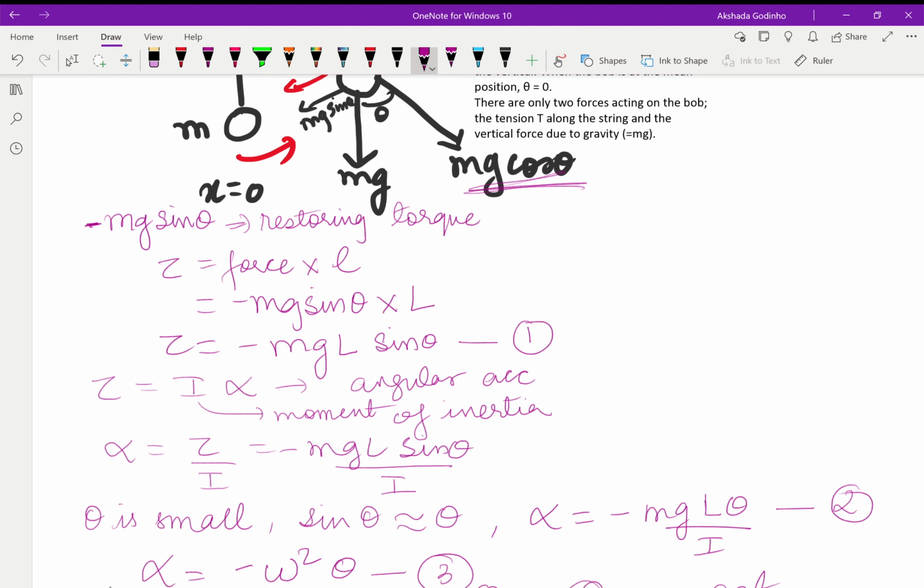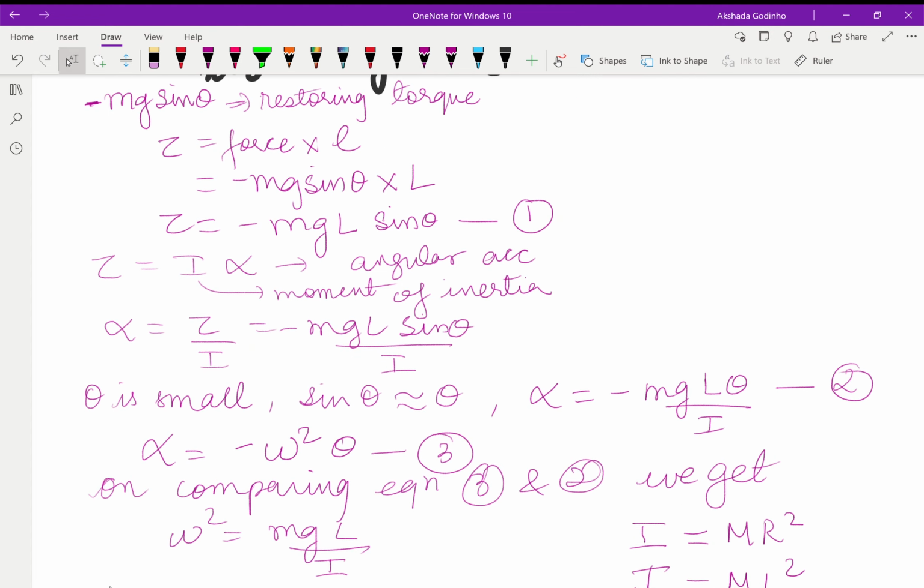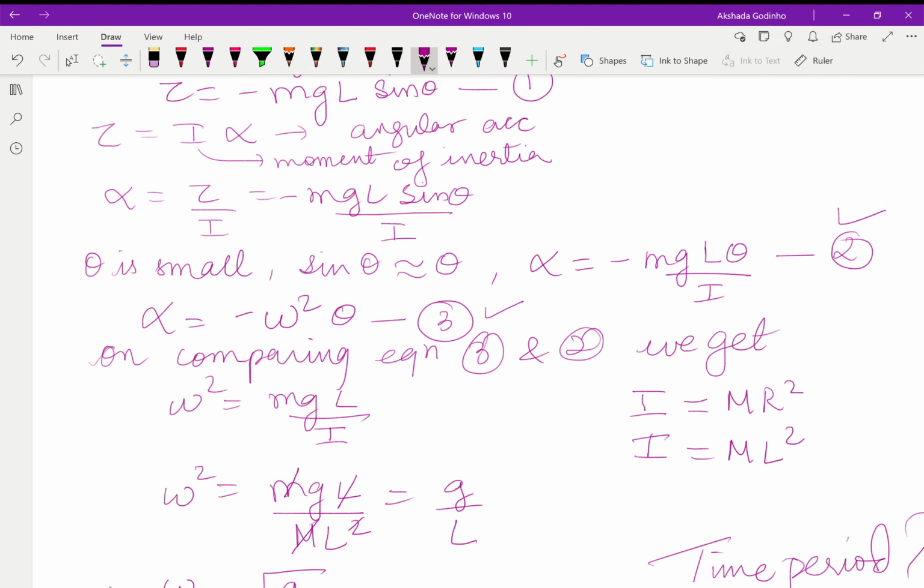Then you write torque in terms of angular acceleration and moment of inertia. Then you substitute the value and find what is angular acceleration. And when you get angular acceleration in equation 2 here, you are going to compare it with its analog, that is alpha is equal to minus omega square theta. On comparing 2 and 3, you will get what is omega square. Omega square is only this section of equation 2. So that is mgL upon I.